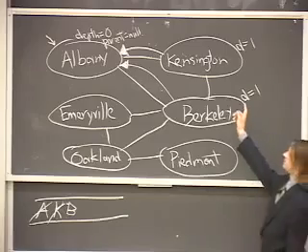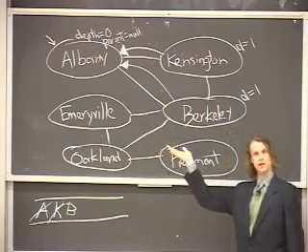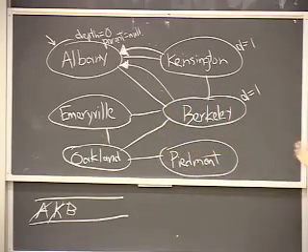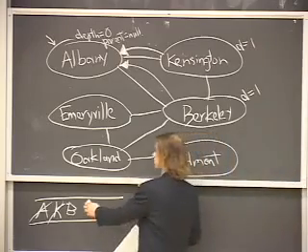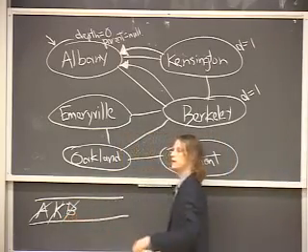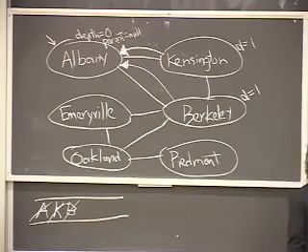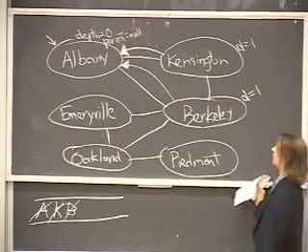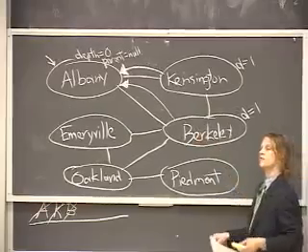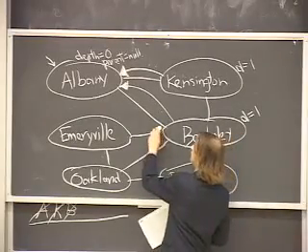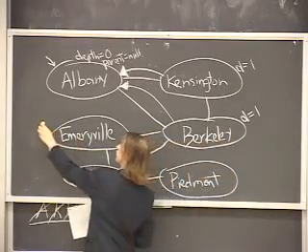Well, there's an edge from Kensington to Albany, but Albany's already been visited. There's an edge from Kensington to Berkeley. Berkeley's already been visited. There's nothing to do. So back to the outer loop, take another node off the queue. My new vertex is Berkeley, so I look at edges out of Berkeley. Well, Kensington and Albany have already been visited, but Emeryville has not been, so now I visit Emeryville.